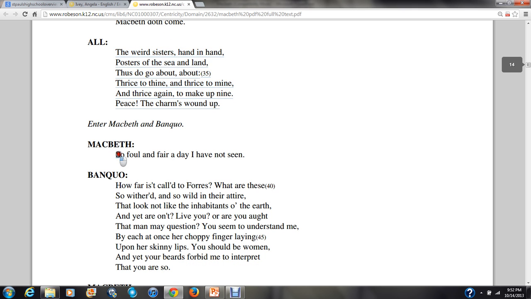And we see Macbeth here say, "So foul and fair a day I have not seen." So he references back to what the witches said, although he didn't hear them, he says basically the same thing. And in this situation, obviously it's a fair day because they've won the battle, but it's also a foul day because so many lives were lost in the process.